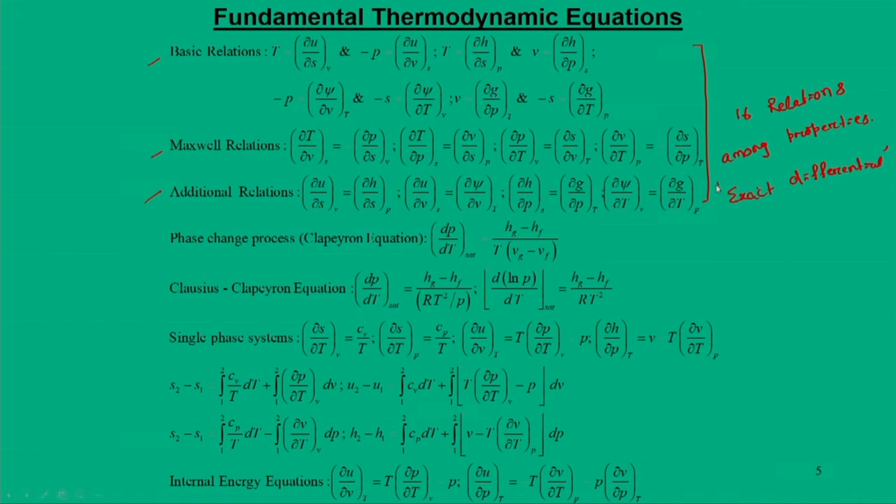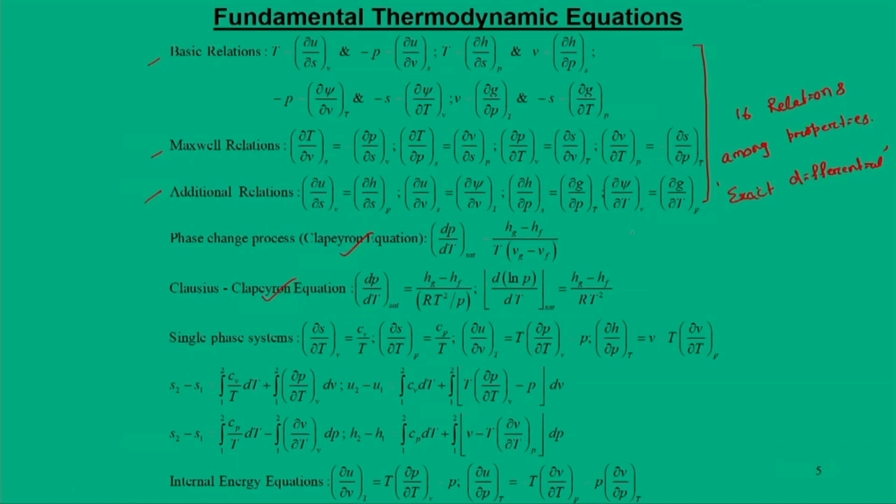Now, when these relations are applied for phase change processes, we get the Clapeyron equation and the Clausius-Clapeyron equation. The Clausius-Clapeyron equation assumes that, when you deal with the change of state in a gaseous medium, we can assume the equation of state Pv equals RT. These two relations are for phase change processes.